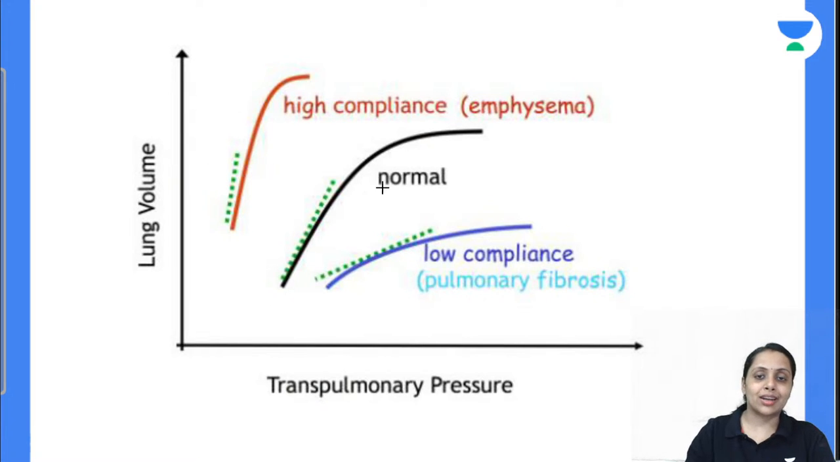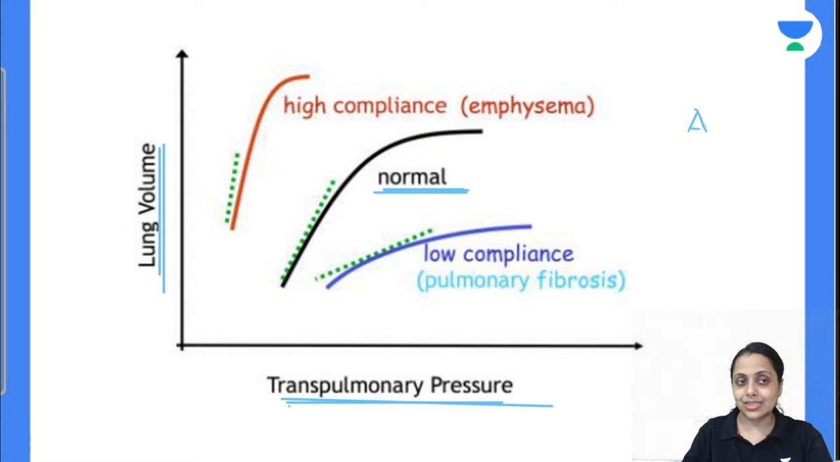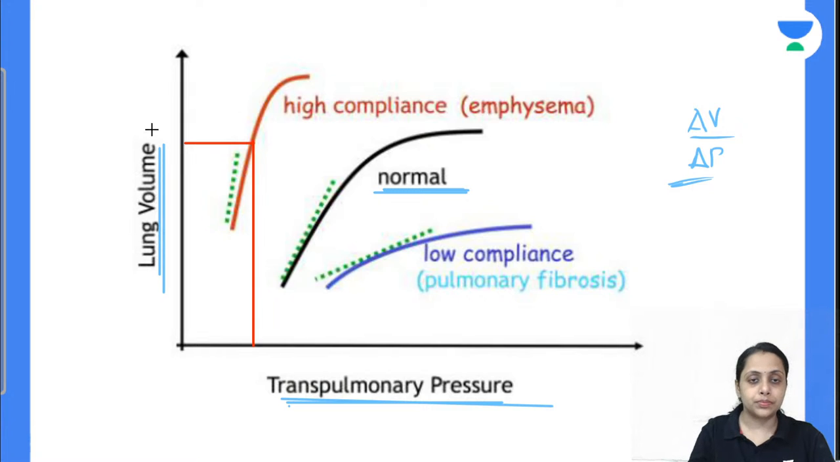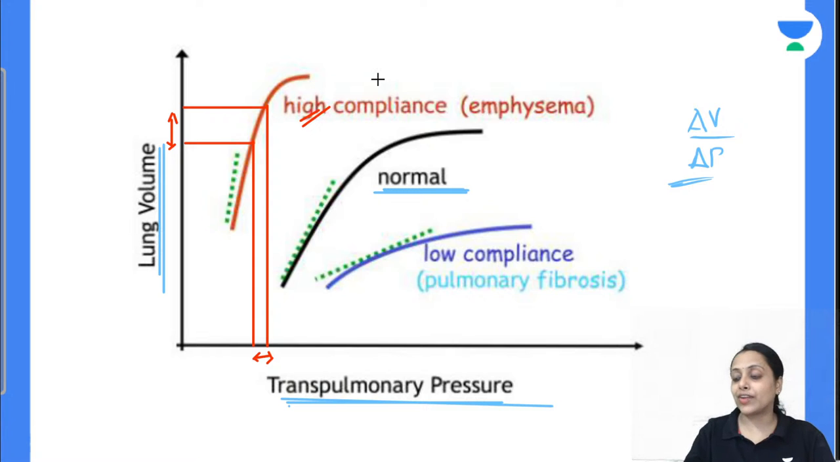Moving further to this diagram, this is the normal compliance curve, because this is the curve between change in pressure and change in volume. For a given change in pressure, the volume change is our compliance. So this is the curve of compliance, and this is the normal compliance. In the first curve, this red one, for a given change in pressure, the volume changes more. So this is the curve of high compliance.